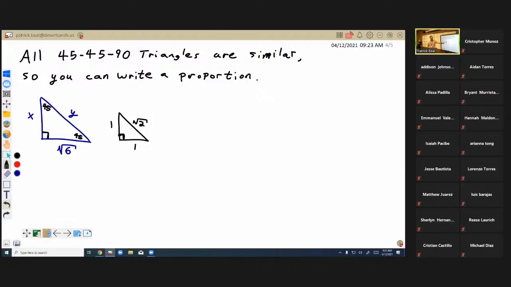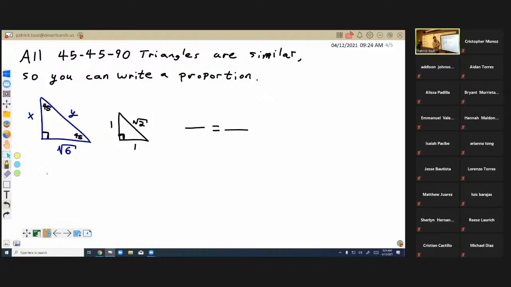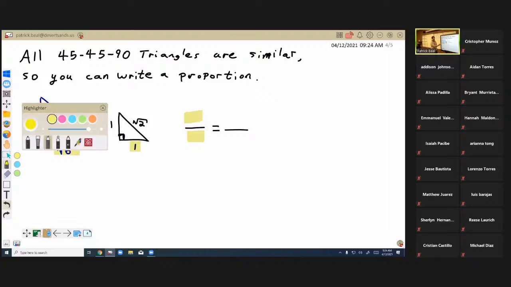And we can use this triangle to write a proportion with this triangle. You guys remember how that works? We make an equation with two fractions and we match up sides. We make a fraction using matching sides. For example, the square root of 6 matches up with the 1. So we put the square root of 6 over 1 right here.